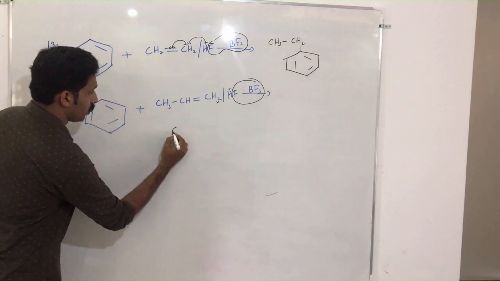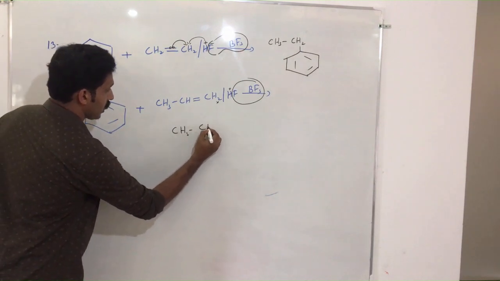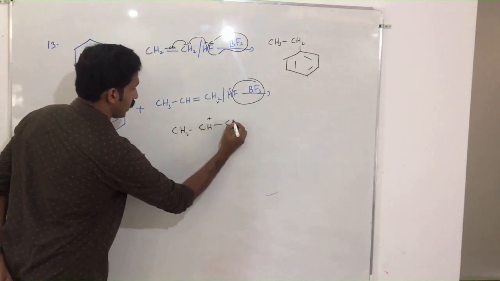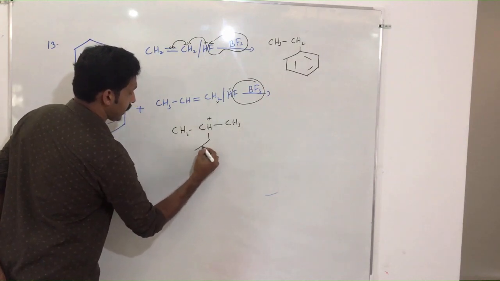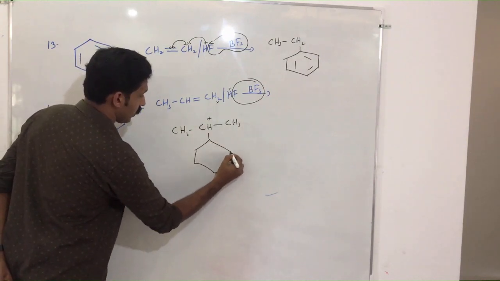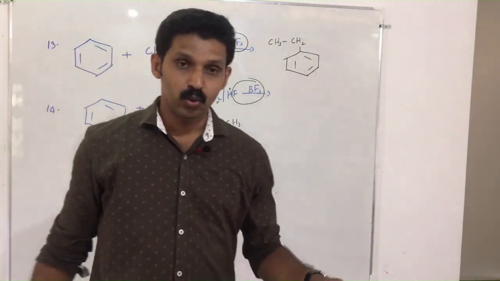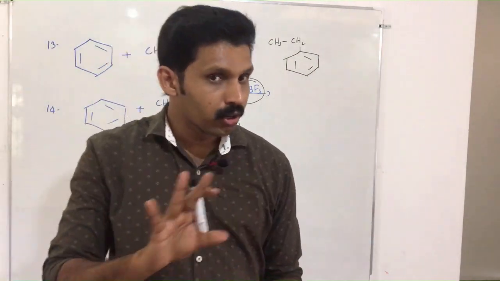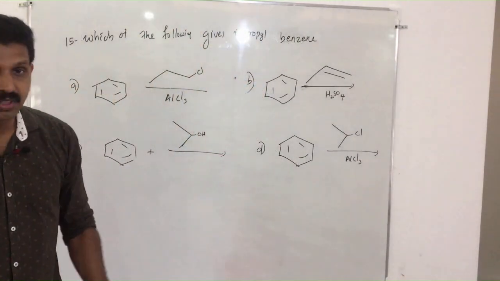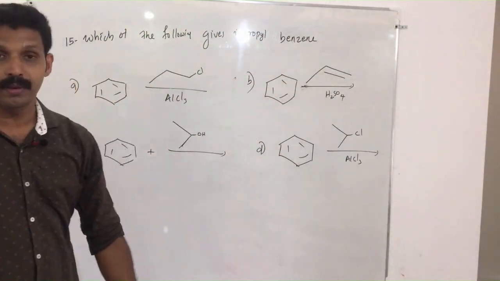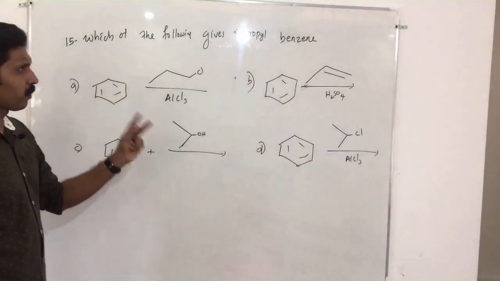Due to this, you will get CH3, CH plus, then CH3. This will attack the benzene ring. The answer is this. We call it isopropyl benzene, or cumene. This is the 15th question: which of the following gives isopropyl benzene or cumene? Isopropyl benzene is also known as cumene.